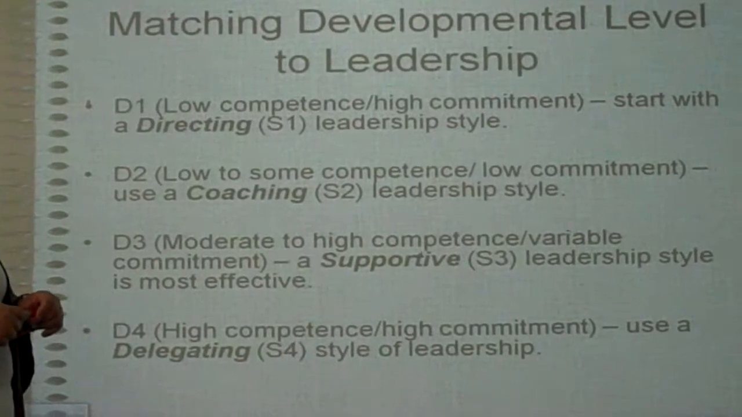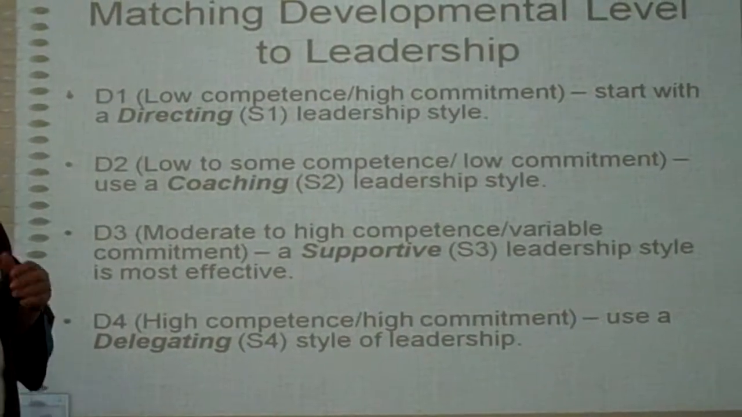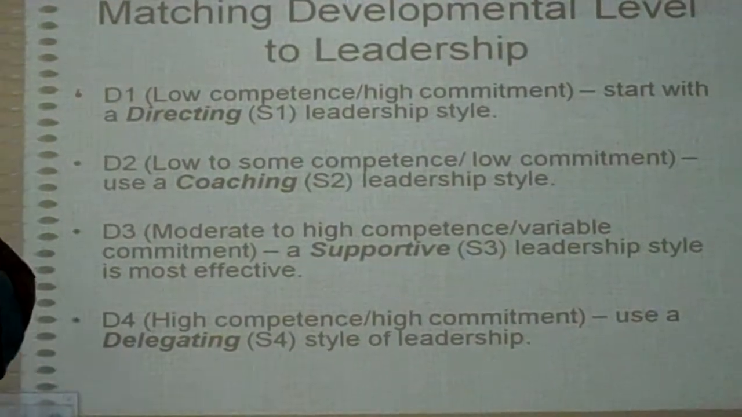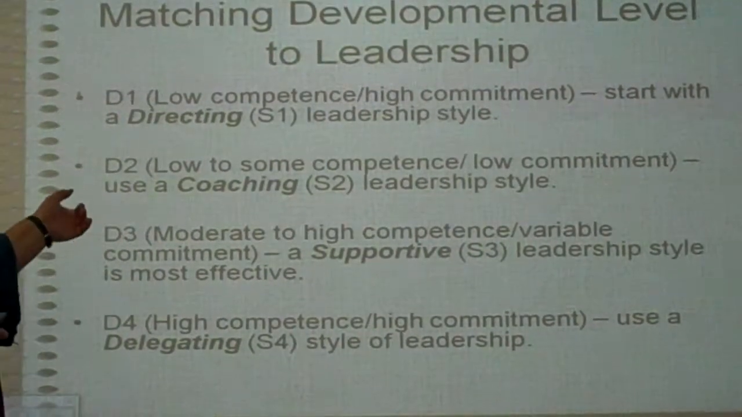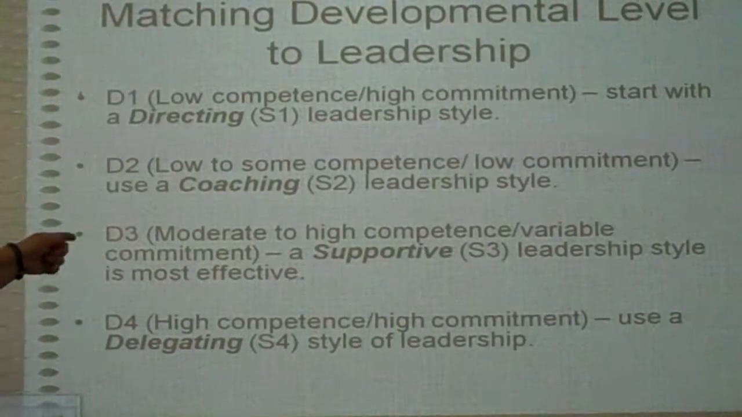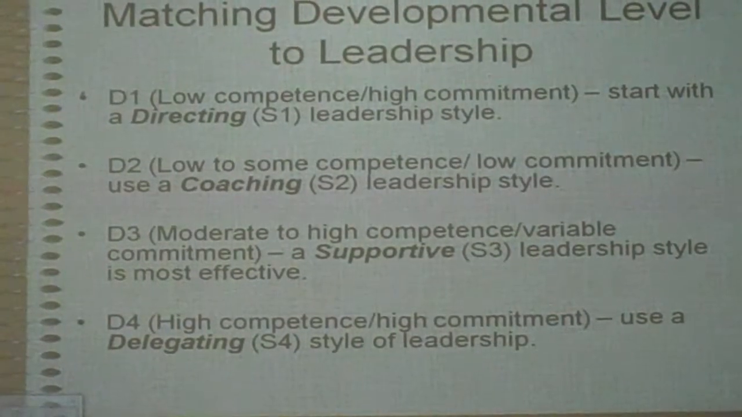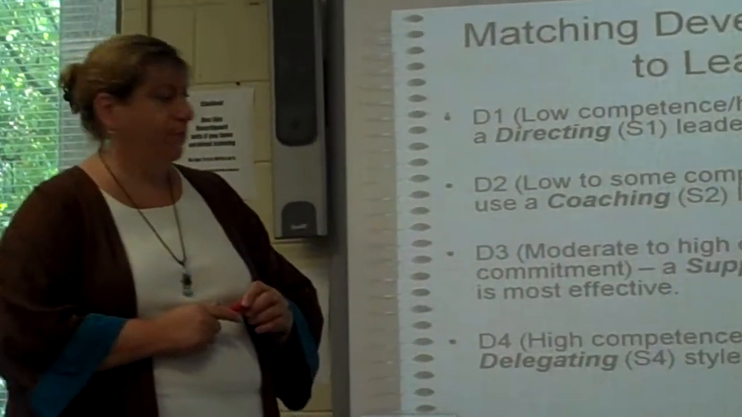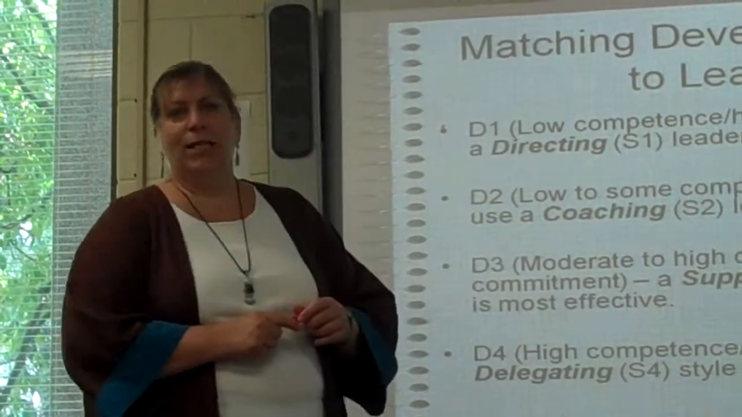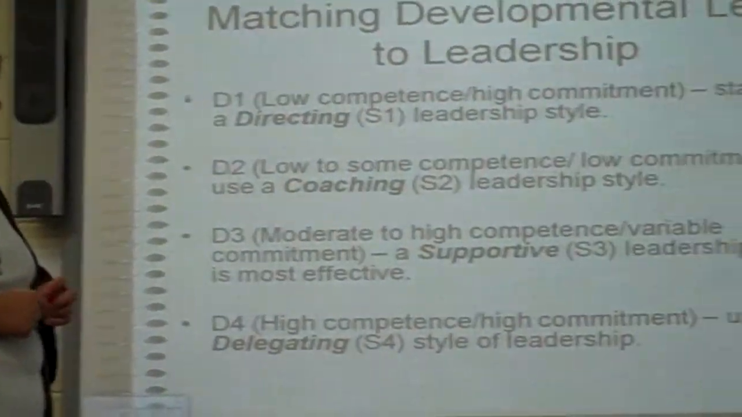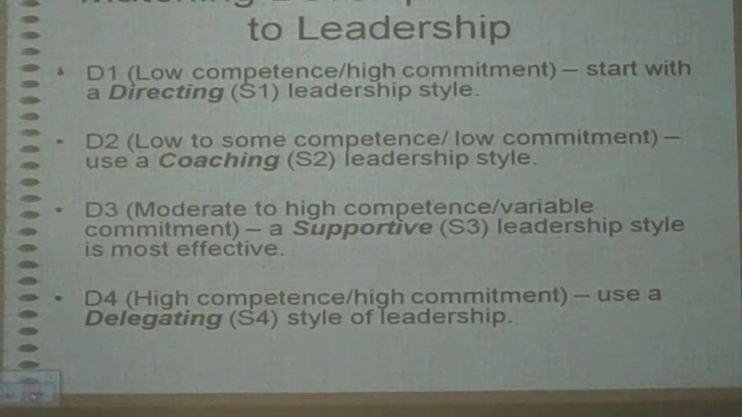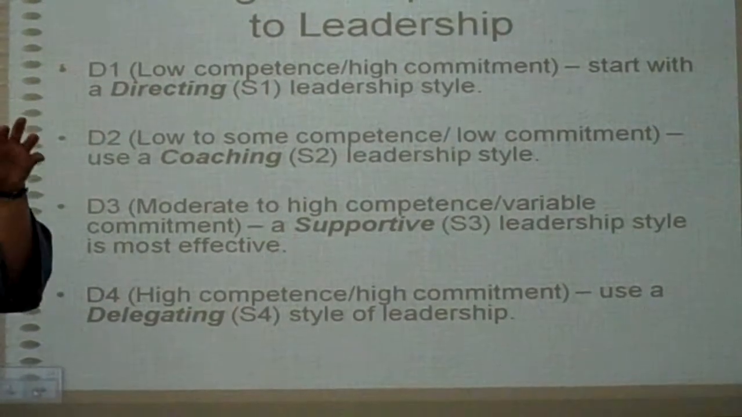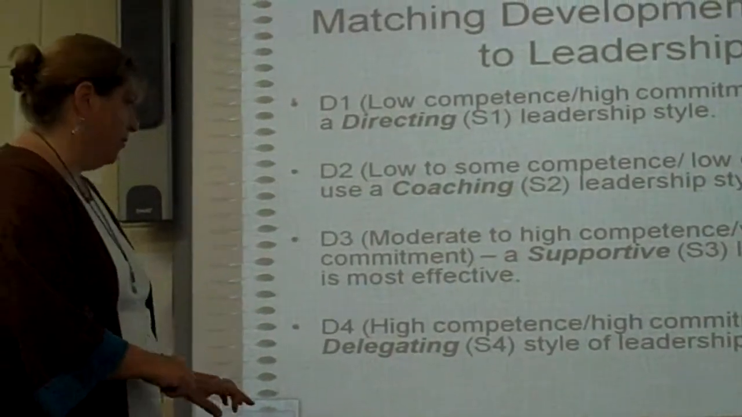The third developmental level is moderate to high competence. People know what to do, they just aren't really sure of themselves so much. That's that variable commitment, and that's where a supportive leadership style can be most effective with these kinds of folks. And then the last one is, again, about delegating. These are people who have the ability and they also have the commitment, and so your leadership can sort of back off.